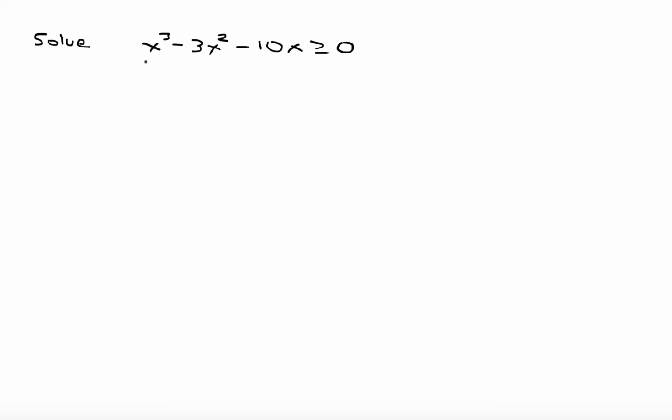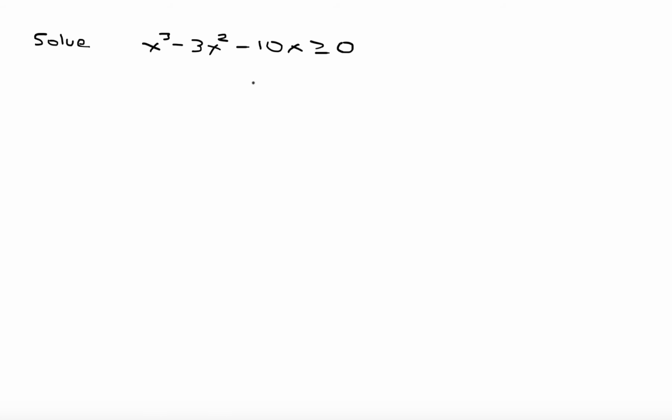All right, so we want to solve this inequality now. x cubed minus 3x squared minus 10x is greater than or equal to 0. First thing we notice here, it's not equal to 0, so we're not going to solve an equation. We're solving this inequality. Now, it's a polynomial inequality, though.